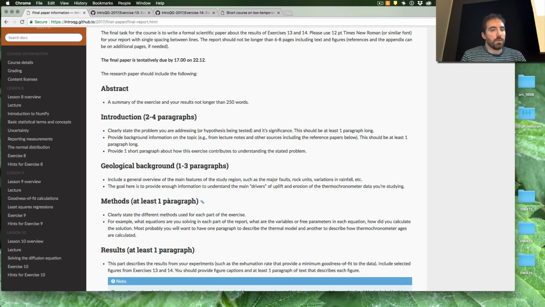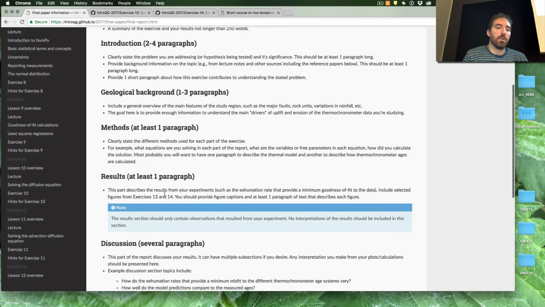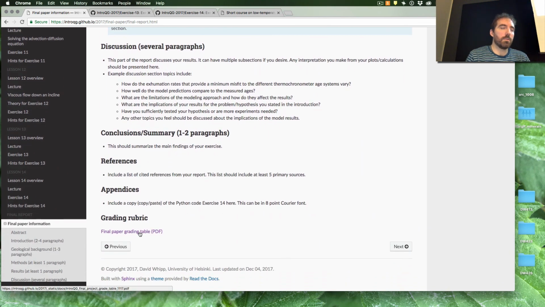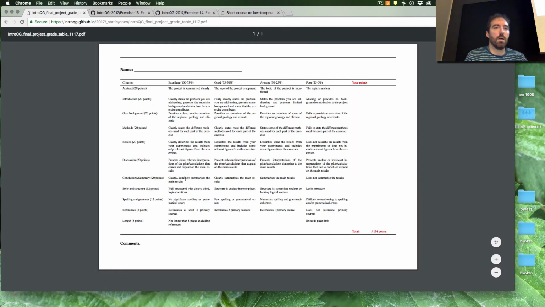So I try to spell out in some detail what each section should contain, so you can read through this to see what the paper is all about. I also include a little table here of how your grade will be determined on the paper, so you can see what each section should do and try to make your paper do those things.